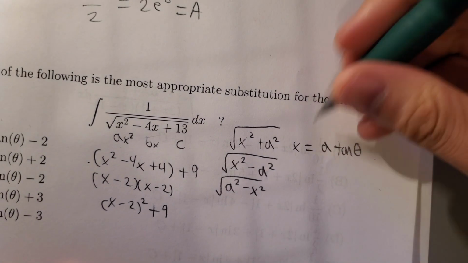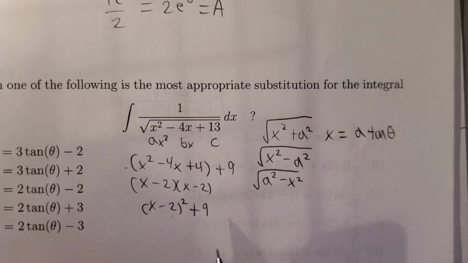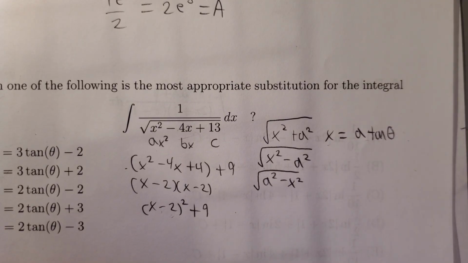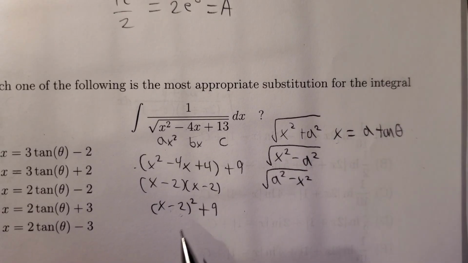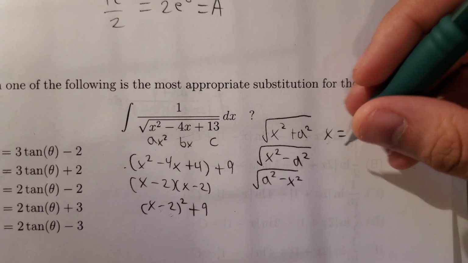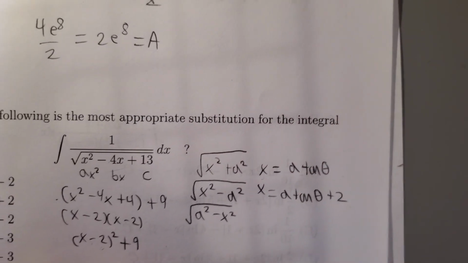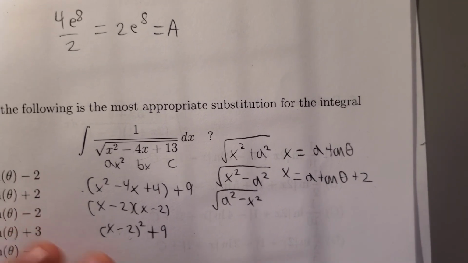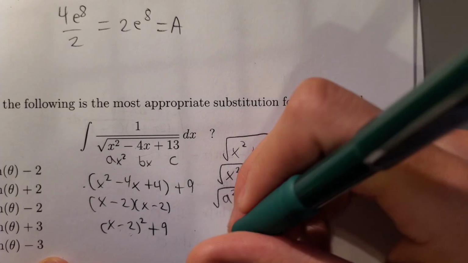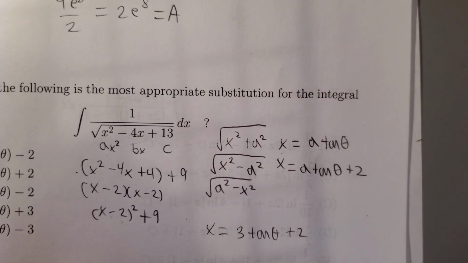Now, one more thing we have to do is deal with this negative 2 here, because the substitution says that x is equal to a tangent of theta, not x minus 2. So that is just as simple as moving that minus 2 to the other side of the expression. So we'd have x is equal to a tangent of theta plus 2. And then we can find a by finding the square root of 9, which is 3. So the substitution ends up being x is equal to 3 tangent of theta plus 2.